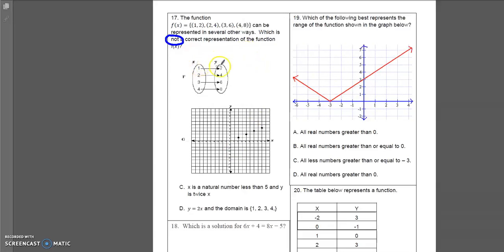So you can see 1 to 2 is what this says, 2 to 4 is correct, 3 to 6 is correct, 4 to 8 is correct. So F is correct, but we're looking for the one that's not correct. So G, if I were to plot, I'd say 1 and then up to 2. My point would be right here. 2 would go up to 4. That point would be here. 3 would go up to 6. That would be here. And then 4, I think I missed, sorry, right there. And then 4 would go up to 8, which looks like it might be right here. Either way, it's not plotted in the correct point. So G is going to be our answer.